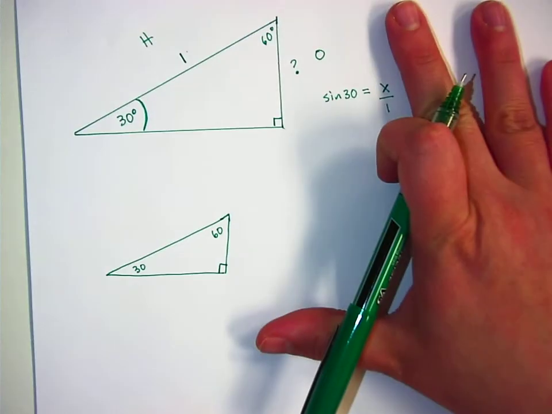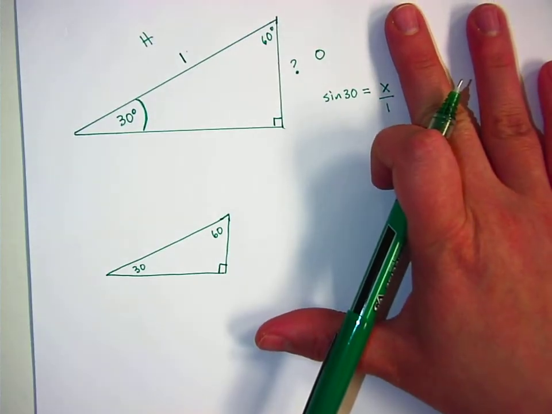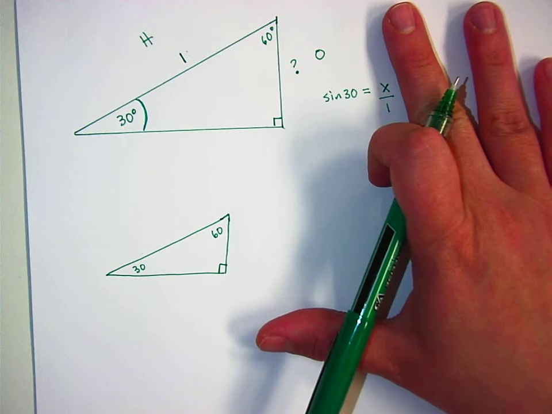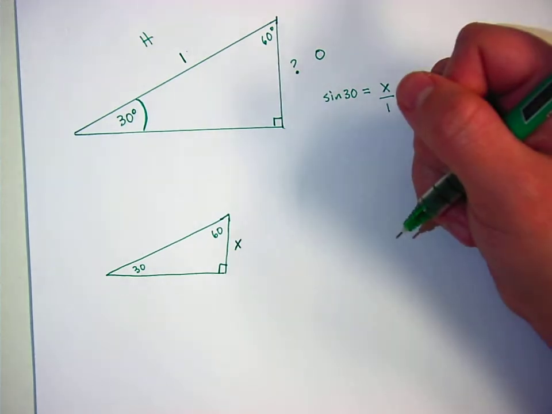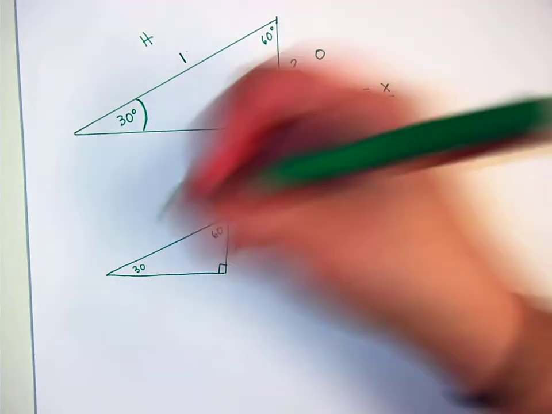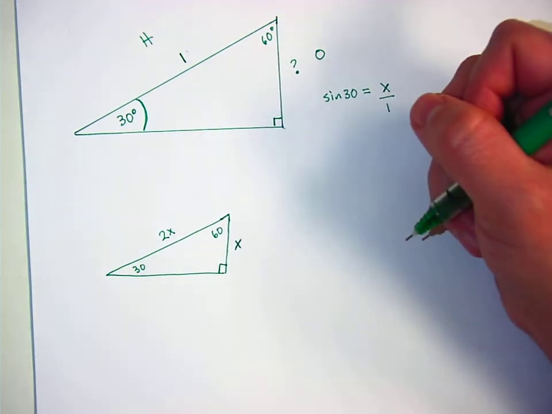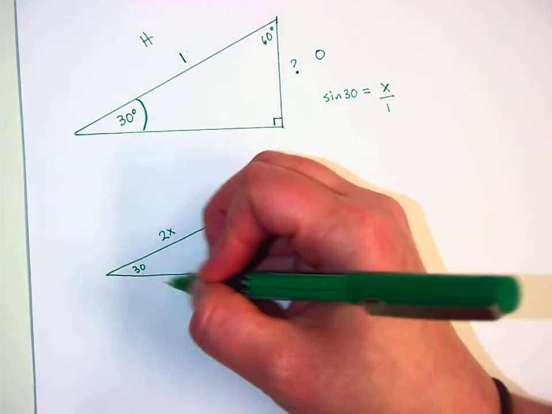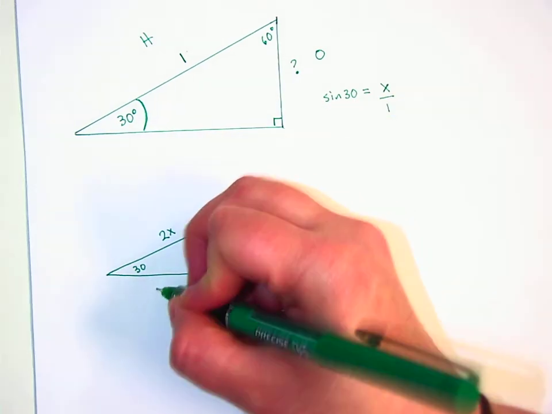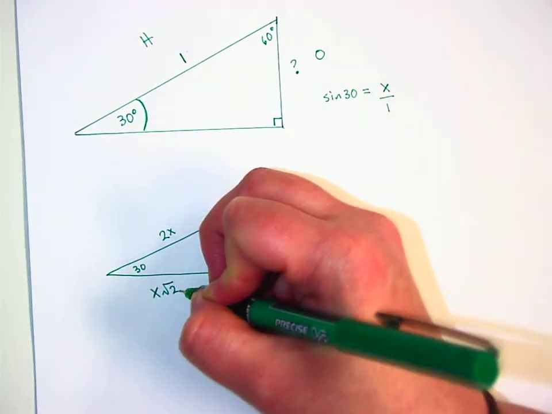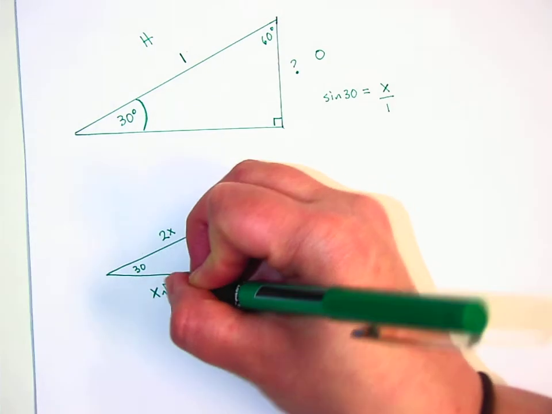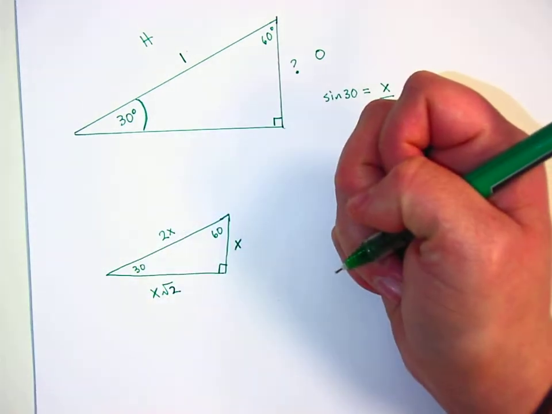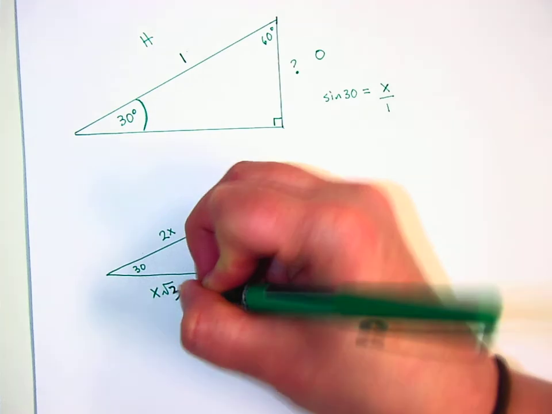Okay. So the rules for a 30, 60, 90 degree triangle are as follows. Over here on the short side, you have x. Over here on the hypotenuse side, you've got 2x. And over here, this side, is x times the square root of 2. Or is it x times the square root of 3? I think it's x times the square root of 3. Let me make sure. x times the square root of 3. Yeah, x times the square root of 3. Okay.